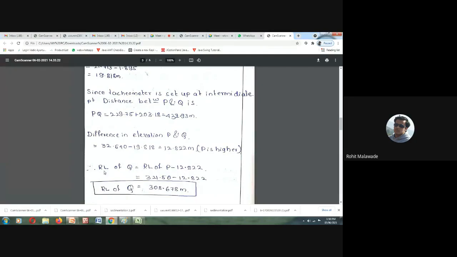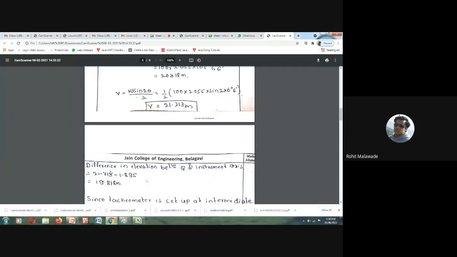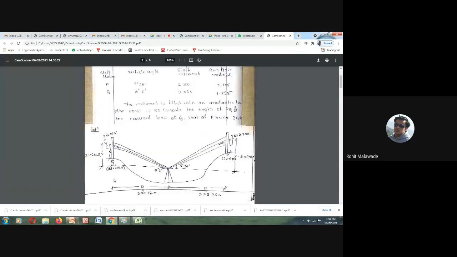Then what do we want to determine? We want to determine the value of Q, the RL of Q. How can we determine it? If we have the RL of P, because we know the difference between P and Q. Now, the RL of P is given to you, that is 321.50, which is already given to you.